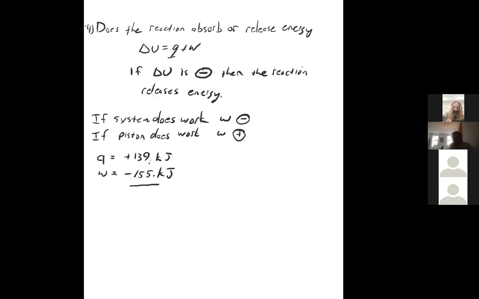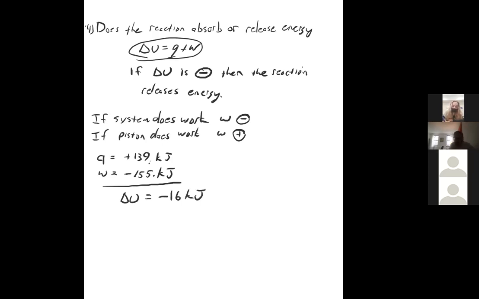So now all we got to do is add those together, right? The arithmetic is ridiculously simple. You just got to add two numbers together, but you got to get the signs right. If you get the sign of one of them wrong, you get the wrong answer. So delta U: if you take 139 and negative 155, you get negative 16.